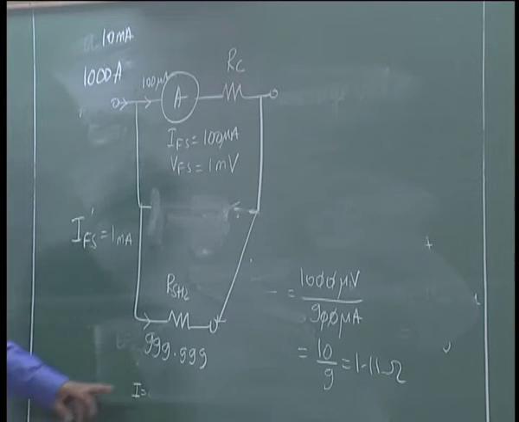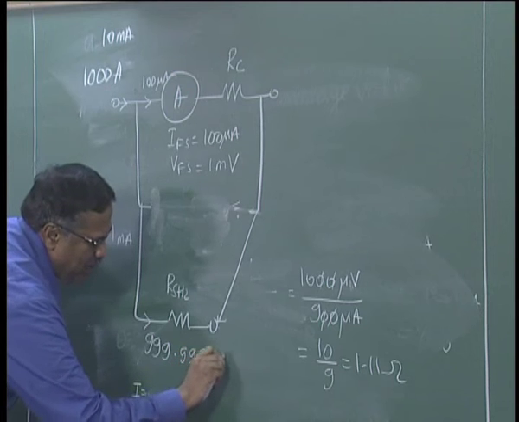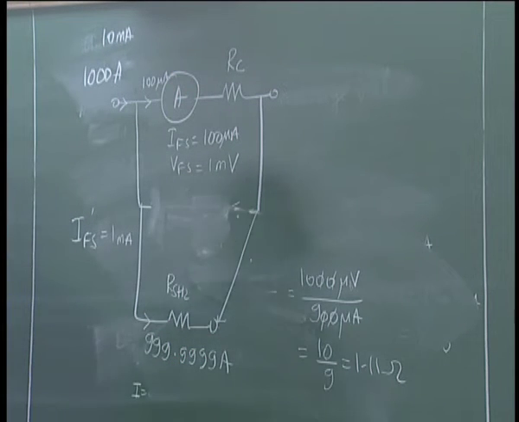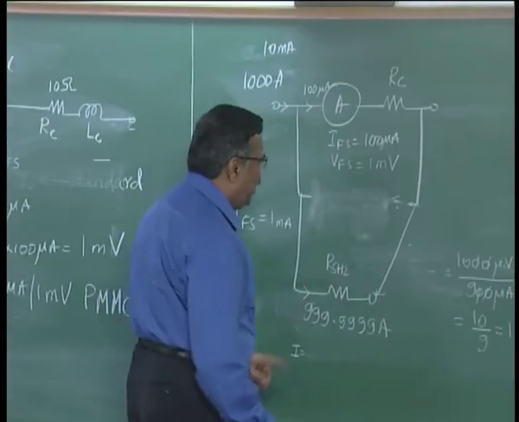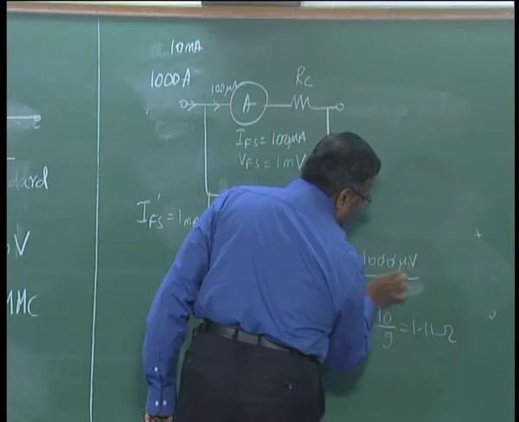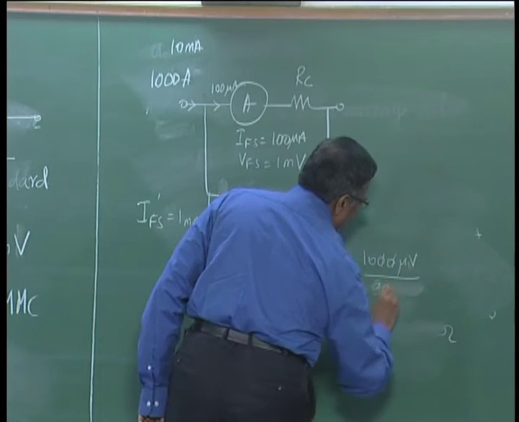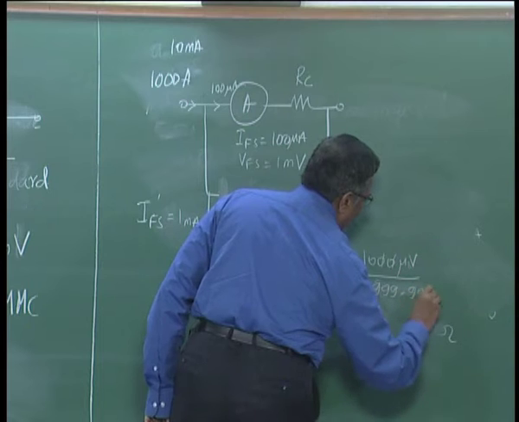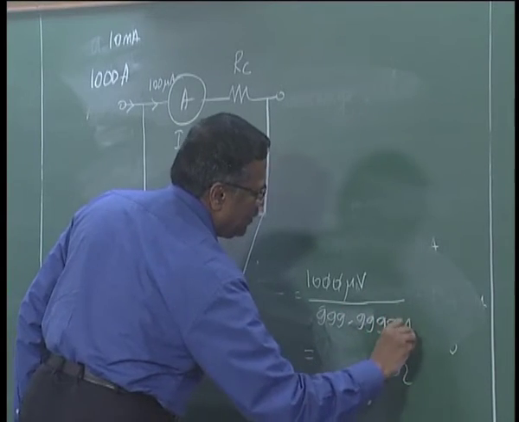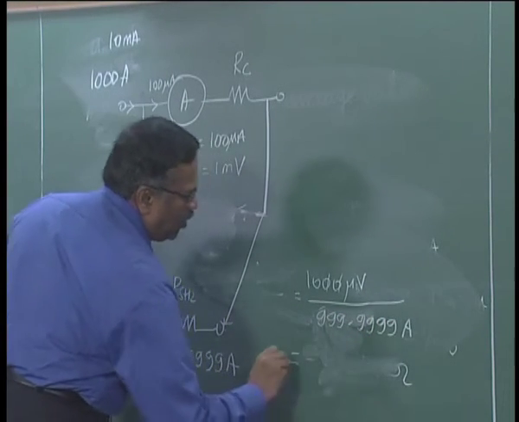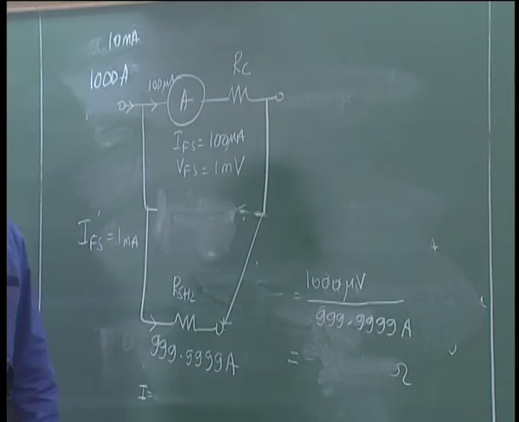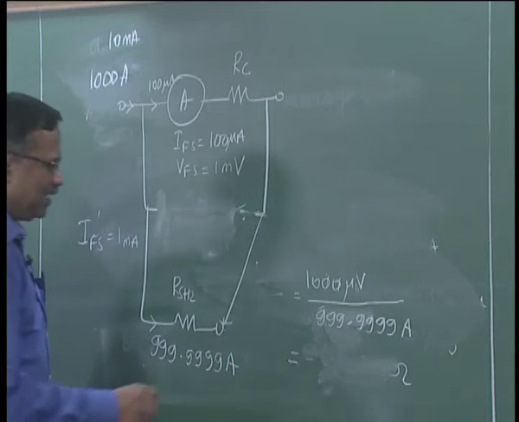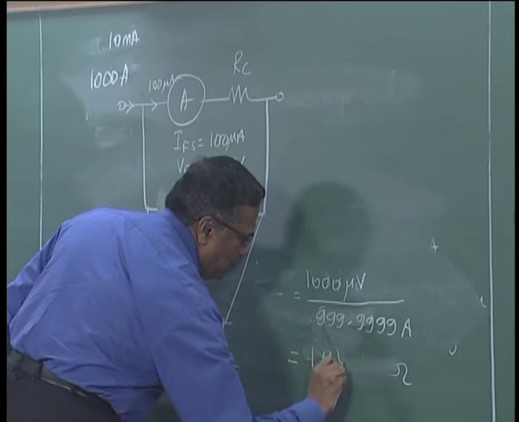Am I right, 9 ampere, right, 100 microamperes flows through my meter. Okay. Now, if I look at the shunt value, it is 1000 microvolts divided by 999.9999 ampere. How much is it going to be? It is approximately 1000 microvolts by 1000 amperes, right. I can say approximately 1 micro ohm.